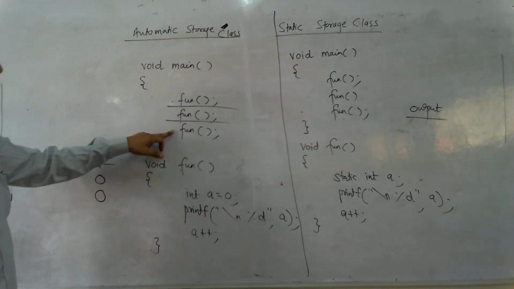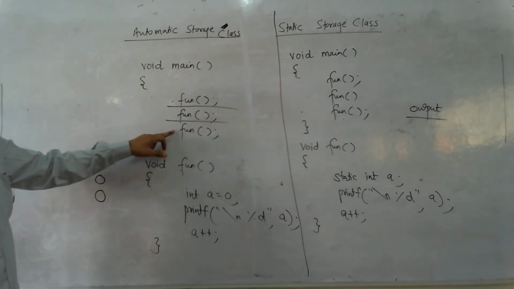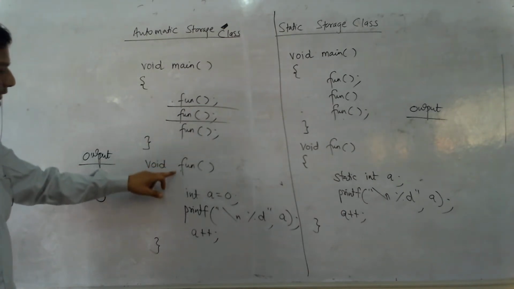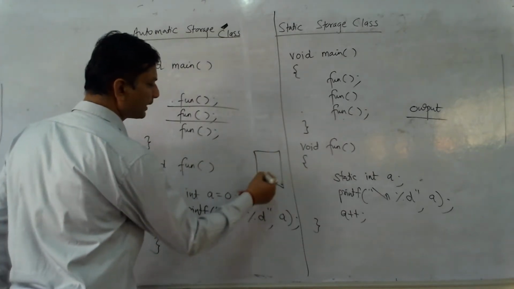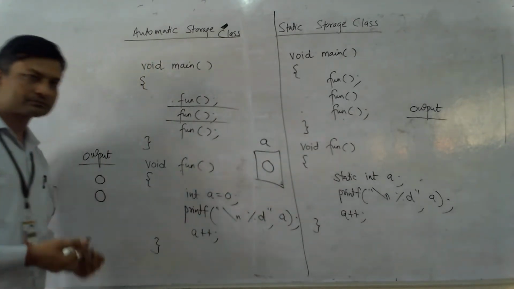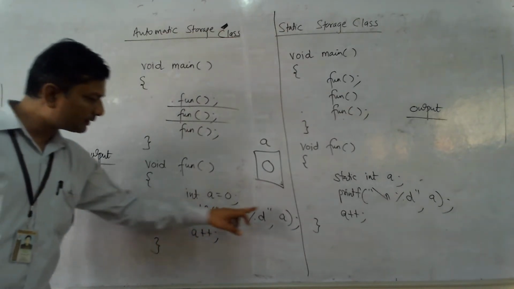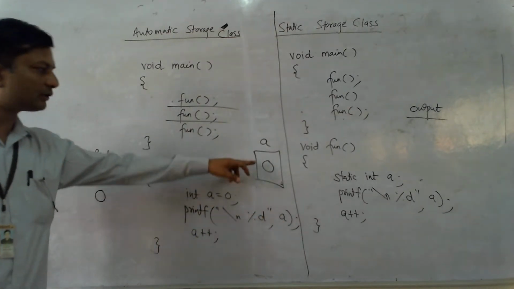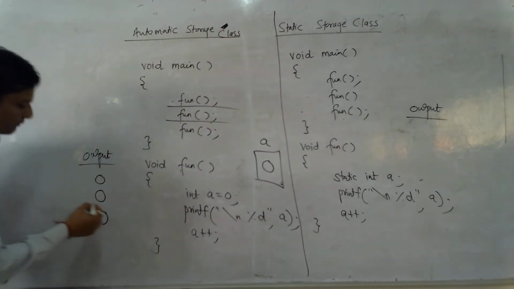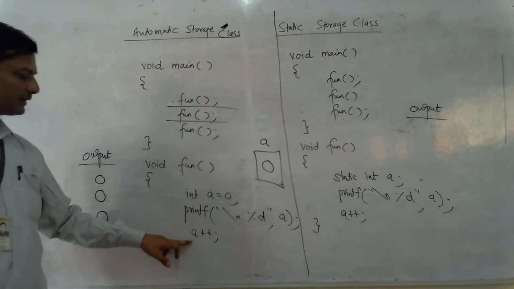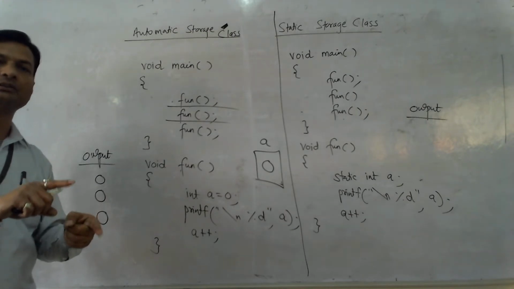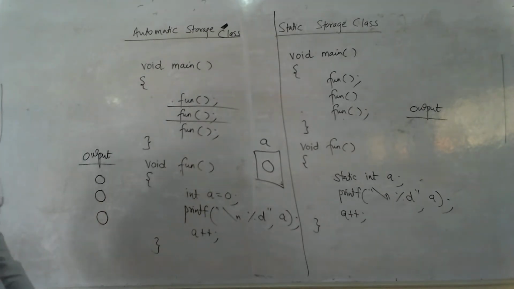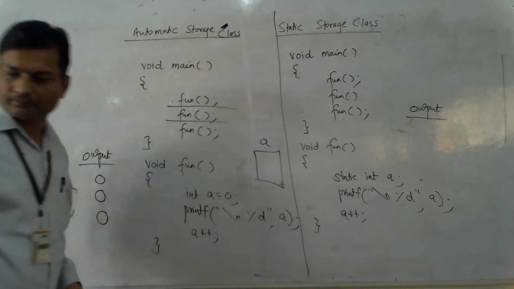In the third line also we have called the same function, fun. So it will jump to fun. Again it will create variable a in memory and put initial value 0. Again it will display the value of a. What is the value of a? 0. Again it will increase the value of a by 1. a plus plus means increase the value of a by 1. So 0 becomes 1.